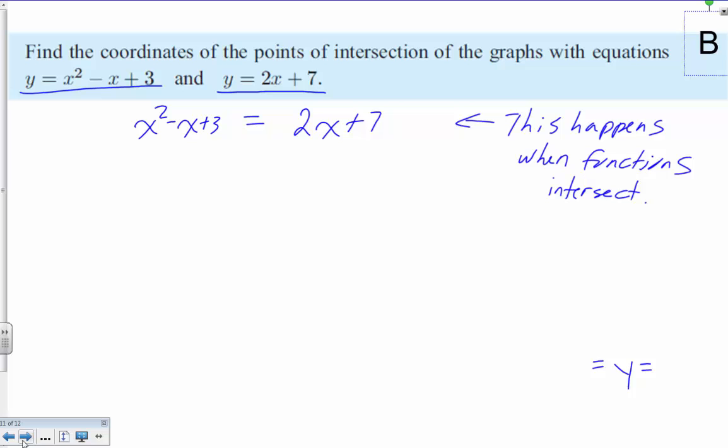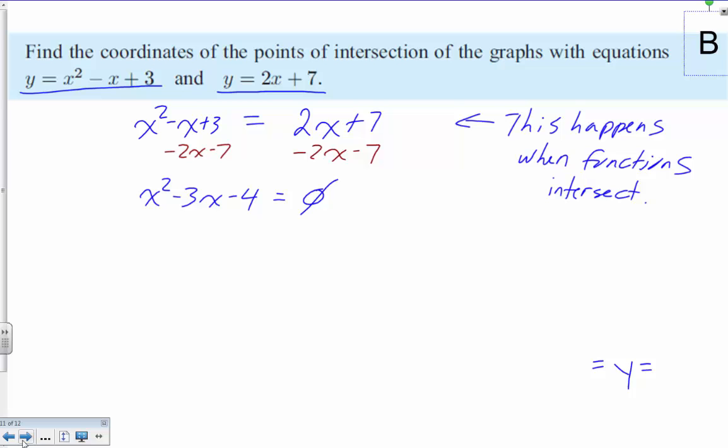Now what we have to do is figure out a way to solve for x. Well, if we know there's a quadratic, the one thing that we normally would do is make one side equal to 0 and bring everything over to the other side. So what we're going to do now is subtract 2x and subtract 7, which means I have to subtract 2x and subtract 7 on both sides. When I do that, I'm left with x squared minus 3x minus 4 equals 0.